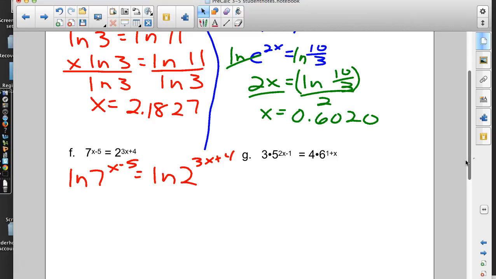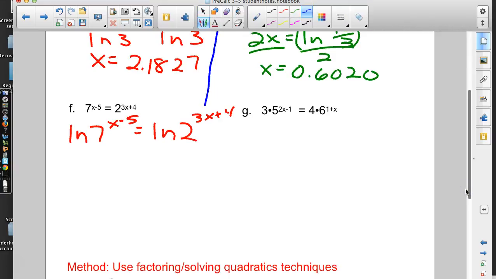Looking at this one, bring the x minus 5 out in front, and the 3x plus 4. We need x on one side, and we need just numbers we can punch in on the other side.